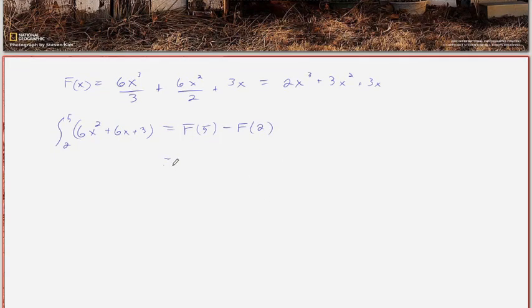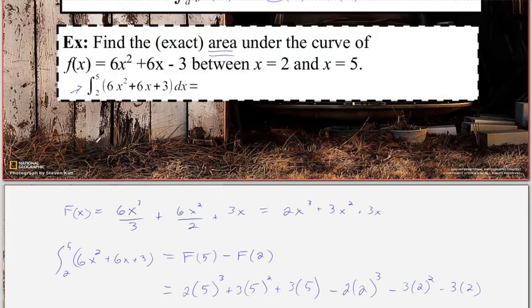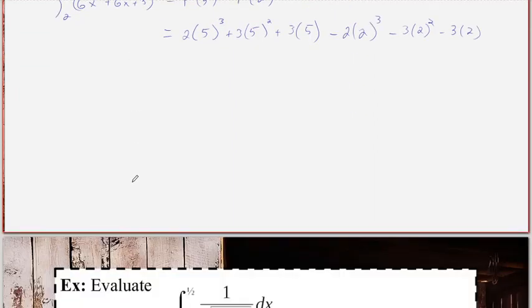So I'll start this out, but I won't finish it, because once we get it in there, you can do the arithmetic. 2 times 5 to the third plus 3 times 5 squared plus 3 times 5 minus 2 times 2 to the third minus 3 times 2 squared minus 3 times 2. I've already distributed the negative. So there, once you throw that into your calculator, you will have the definite integral from 2 to 5. And isn't that much nicer? We never had to touch Riemann sums at all.